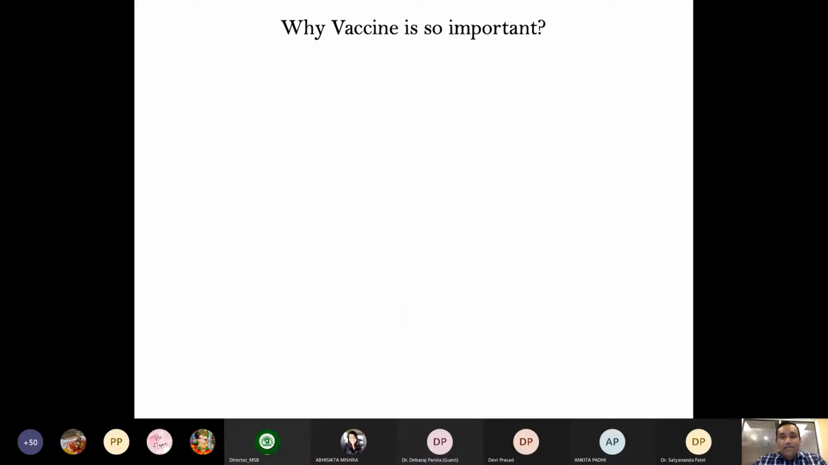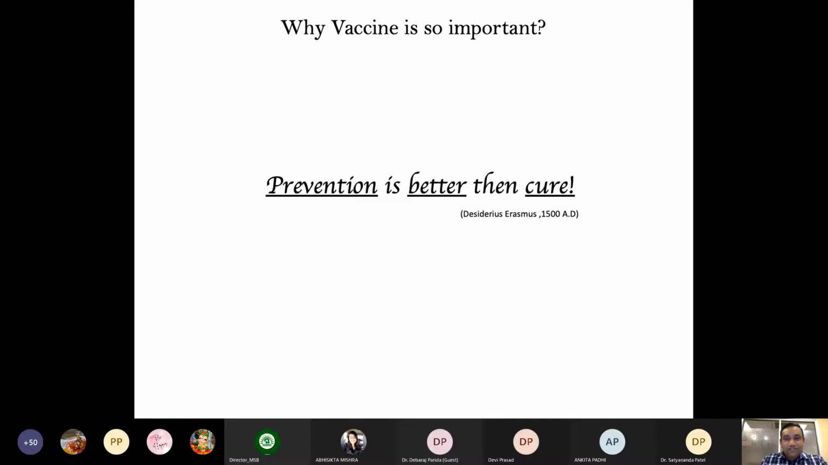Now, I don't want to focus on why the vaccine is important. After this pandemic, everybody is aware of why vaccines are important. I will just end this slide with the quote that prevention is better than cure. If you prepare yourself, you can prevent getting infected and getting the disease, which is better, and everybody will agree with that.